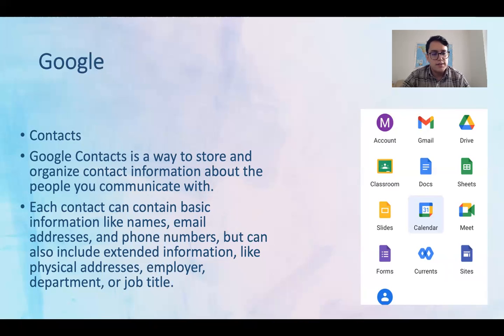Contacts, last but not least, Contacts. Google Contacts is a way to store and organize contact information about the people you communicate with. Each contact can contain basic information like names, email addresses, and phone numbers, but it can include more extended information like physical address, like where do they live, employer name and department, and job title, or anything that you want, like maybe class number, department, which department you are studying at. So all this, you can do in Contacts.